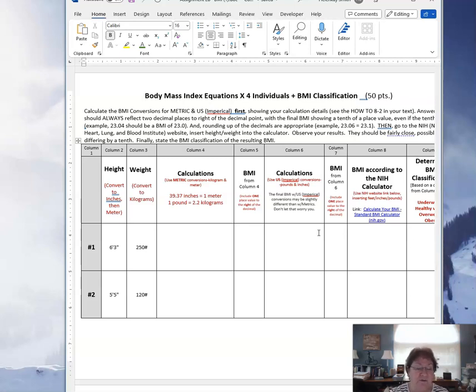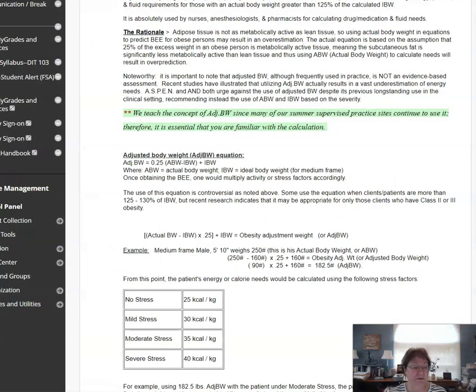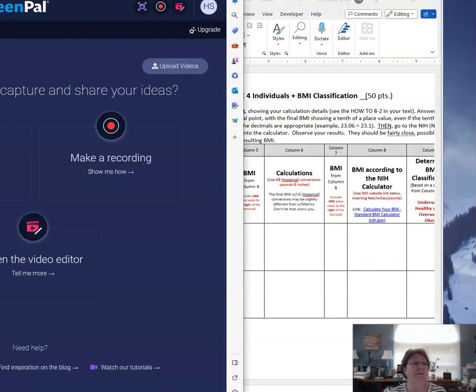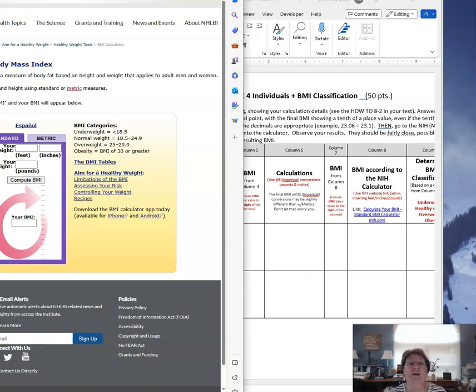All right, now that you've learned how to calculate BMI and what's implied by the numbers, we have an easier method for calculating these. In column 8, you click on the link that I've included here in blue, that's at the National Institute of Health website. Let me pull that screen up as well. That's not the screen I wanted. Let's try this one. All right, here we go.